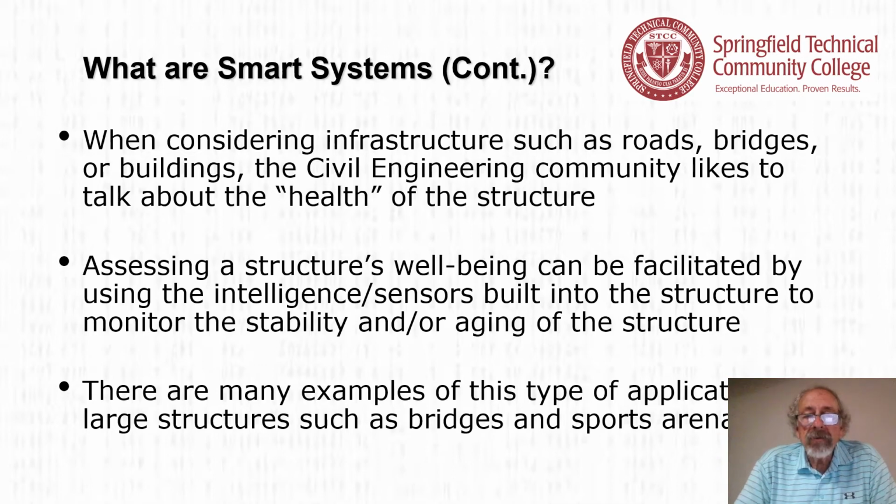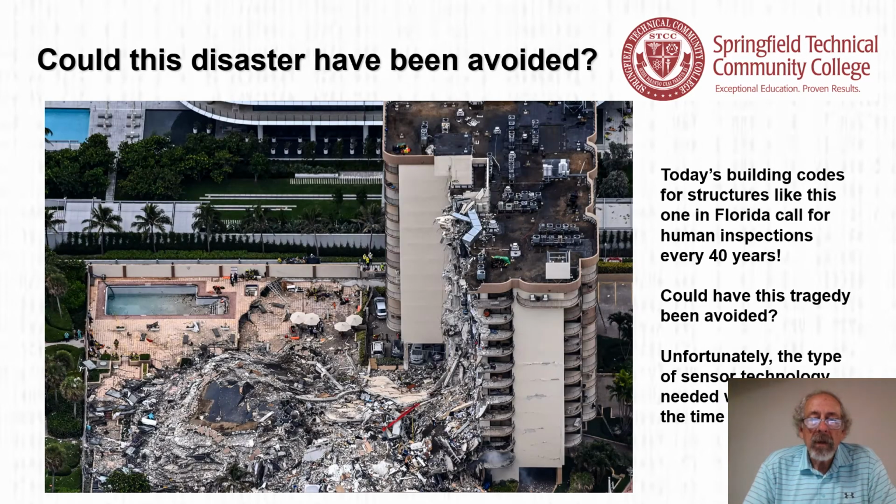When considering infrastructure such as roads, bridges, or buildings, the civil engineering community likes to talk about the health of the structure. The health of the bridge, the health of the road, the health of the building. Assessing a structure's well-being can be facilitated by using intelligent sensors built into the structure to monitor the stability and/or aging of the structure. There are many examples of this type of application for large structures, such as bridges and sports arenas, where they cost millions of dollars to build, so we tend to put a lot of sensors into them.